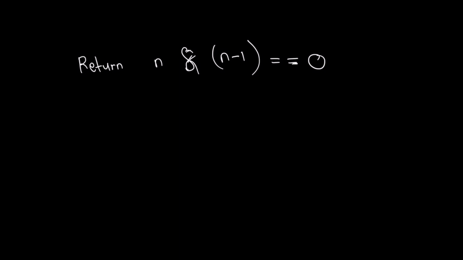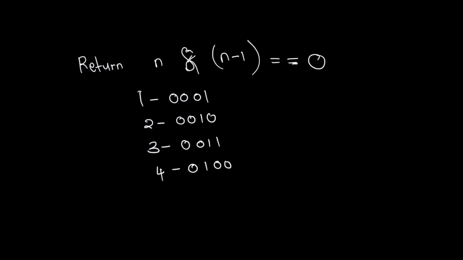First, for this problem, you need to know how to represent numbers in binary form. For example, we have 1, which is 0 0 0 1. We have 2, 0 0 1 0, 3, 0 0 1 1. We have 4, which is 0 1 0 0. That is 8, that is 1 0 0 0. There is 16, that is 1 0 0 0 0. We have 5, that is 0 1 0 1.